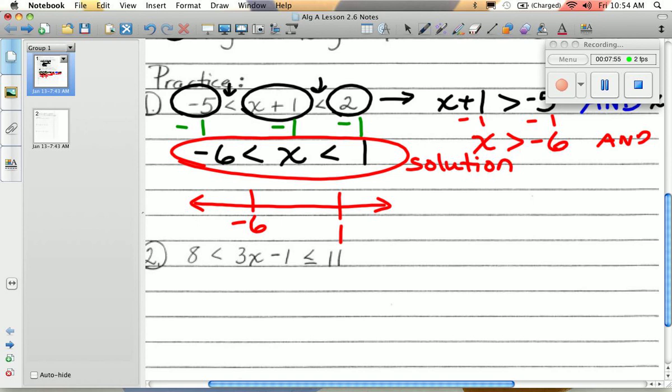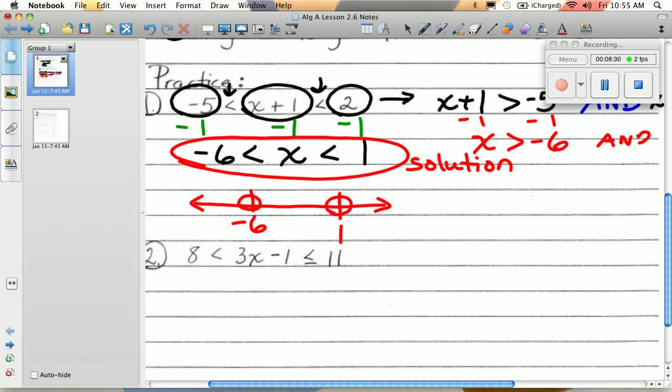X has to be greater than -6. Is -6 included? In other words, do you think we should shade in the circle we're going to put at -6? No. We're just going to put our circle there and say -6 is not a solution because the equal to bar is not there for it. Then we go to the other side of the inequality and ask the same question. Is 1 included? No, because there's no equal to bar. It has to be less than 1, so 1's not included.